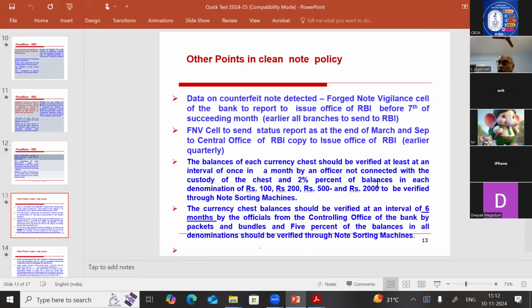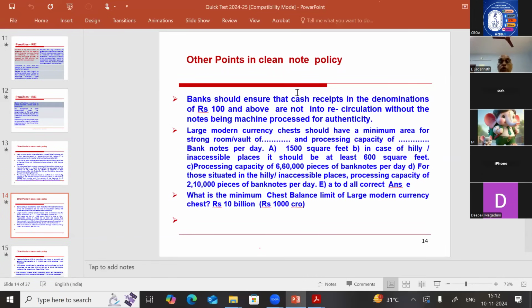So for example, on the 11th, 17th, you are having 3 cadets, 1 to 2, 2 to 3, 3 to 4. Once an examiner sets a question from one topic, the same questions in different levels of difficulty will be fixed for each cadet. That's why I have put it here. Then banks should ensure that cash receipts in the denomination of rupees 100 and above are not put into recirculation without the notes being machine processed for authenticity.